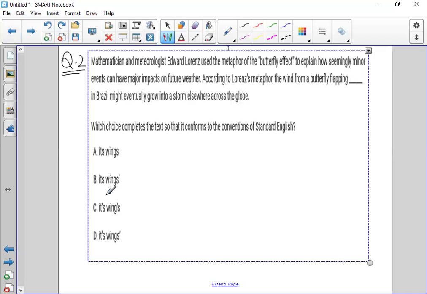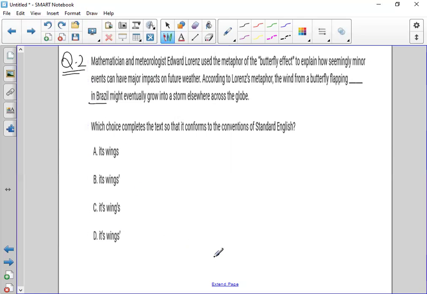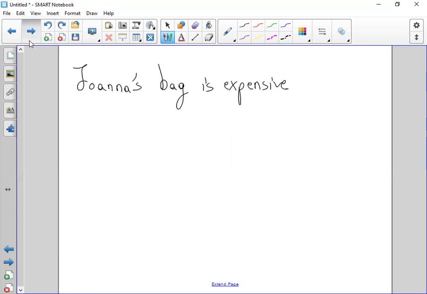So here, if we use an apostrophe in wings, then the word after that, in the blank, if we put its wings with an apostrophe, after that we have in Brazil. This in Brazil is not going to belong to the wings. That's why there cannot be an apostrophe. So options B, C, and D are all not possible. It has to be option A, its wings.